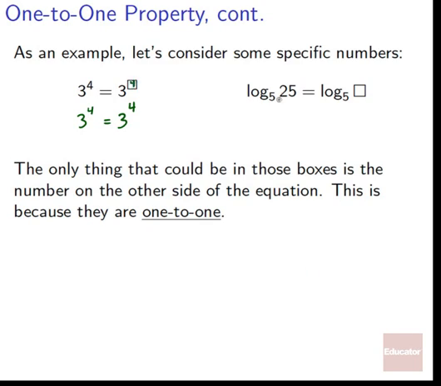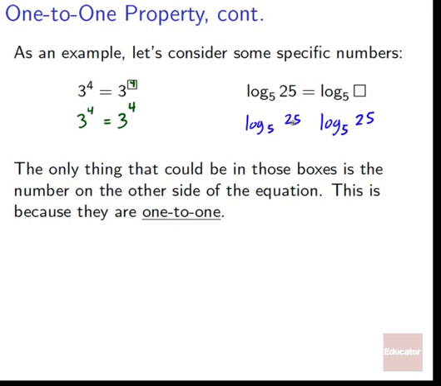Similarly over here with log base 5 of 25 equals log base 5 of something, if we think about this for a while, the only thing that could make any sense to go inside of that box is a 25, right? It wouldn't work any other way. There's nothing else that we could take log base 5 of and get the same value as log base 5 of 25. So the only thing that could go in those boxes is the number on the other side of the equation. This is because they are one-to-one.